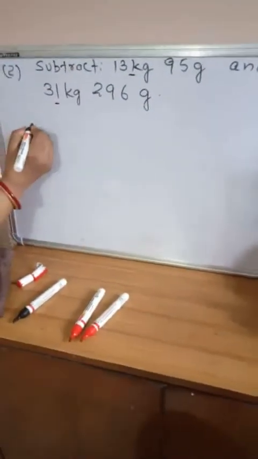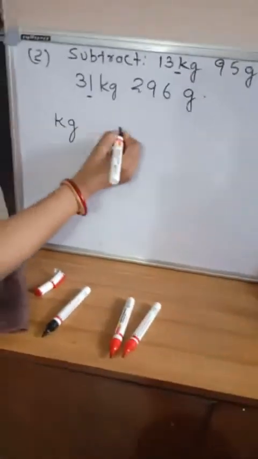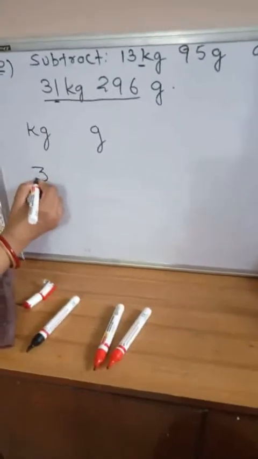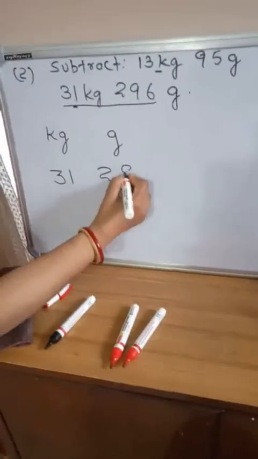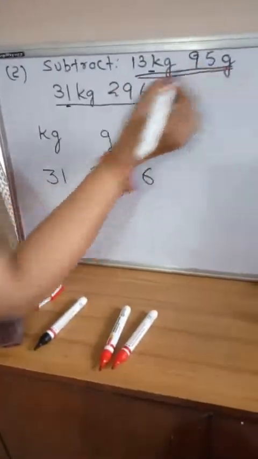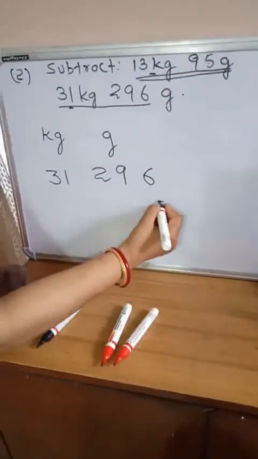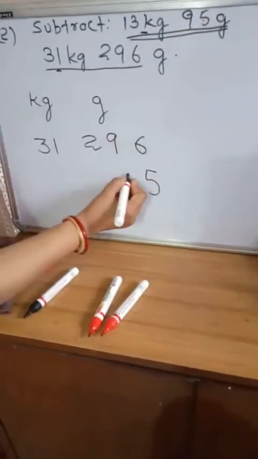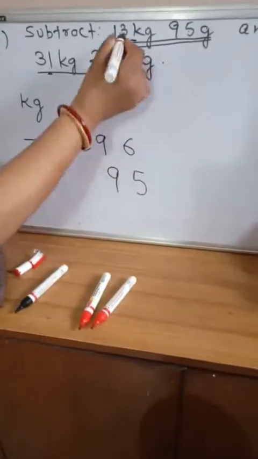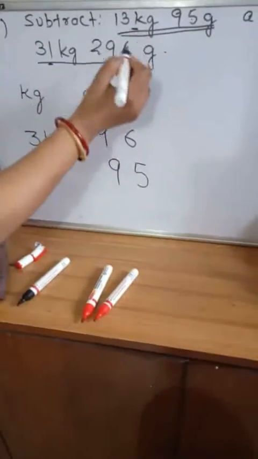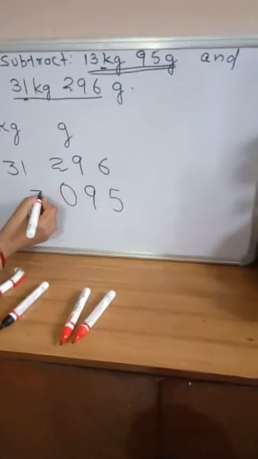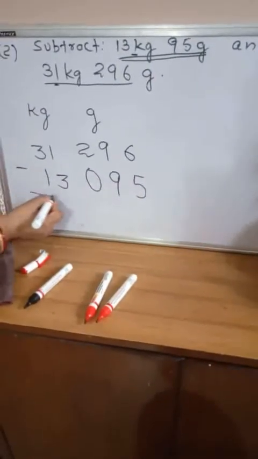So let's regroup it in a column, kilogram and gram. Firstly write the greater one: 31 kilogram 296 gram. Now write the smaller number: 5 will be here at once and then 9. Start to write from right to left, not from left to right. The gram section is completed. Here there is no number, so put 0 over here. Now 13, 3, 1. Now we do the subtraction.